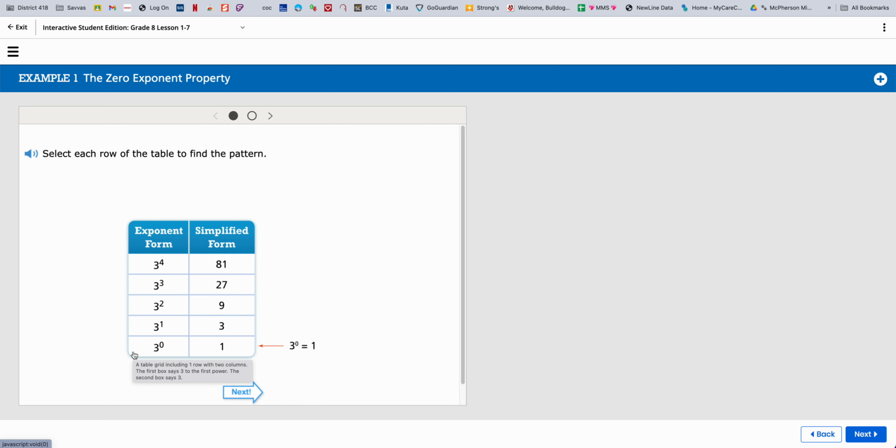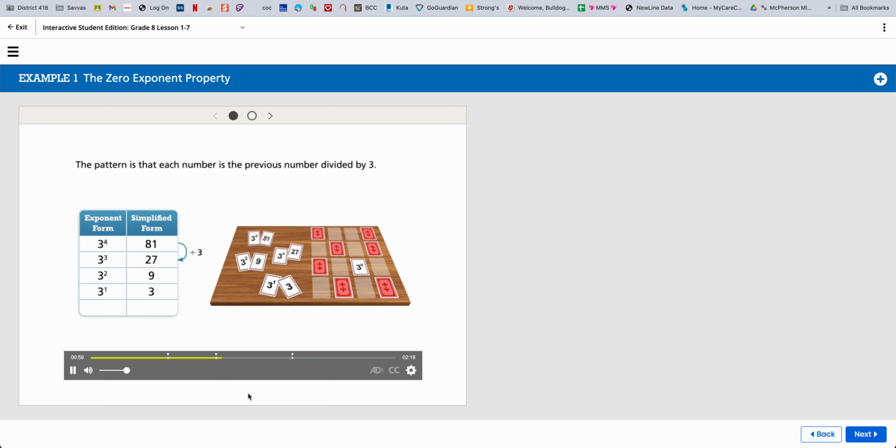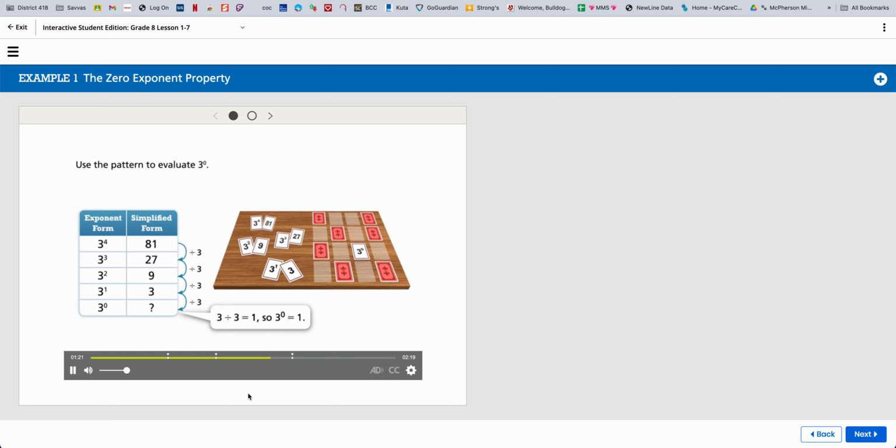Let's see if they're going to give us at least one more way to think about this. Let's see what he says next. The pattern is that each number is the previous number divided by 3, or each number is 1/3 the previous number. As the exponent decreases by 1, the product is divided by 3. We can use the pattern to find 3 to the power of 0. 3 divided by 3 equals 1. So 3 to the power of 0 is equal to 1. The card Markayla needs is 1.